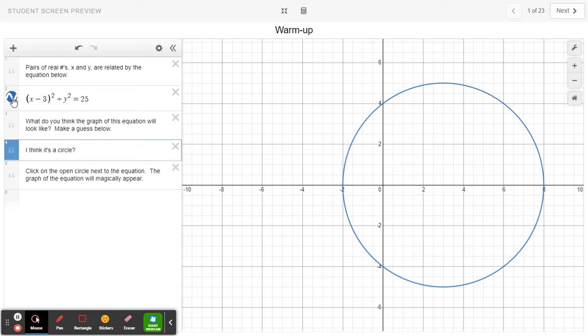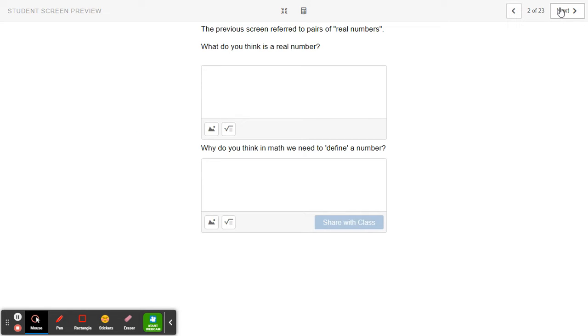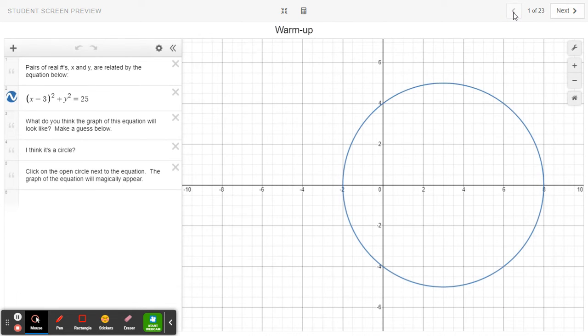So again, Desmos helps us deal with graphing much more easily, which is to your benefit. So next screen, it was looking at the question in the previous screen, which said pairs of real numbers.